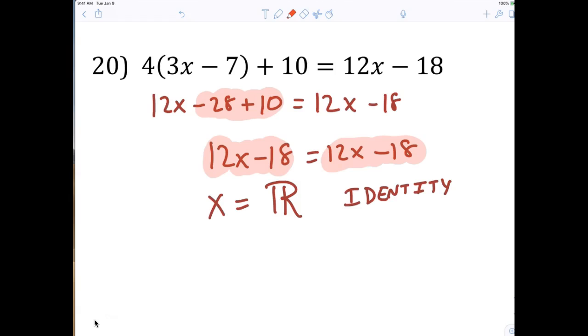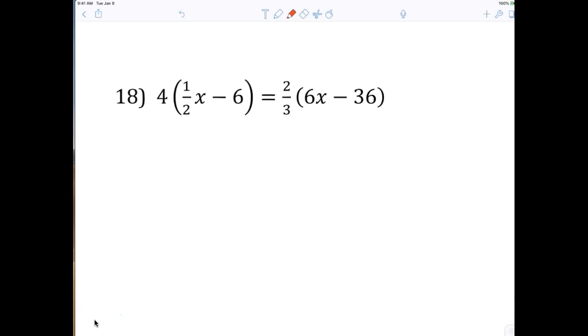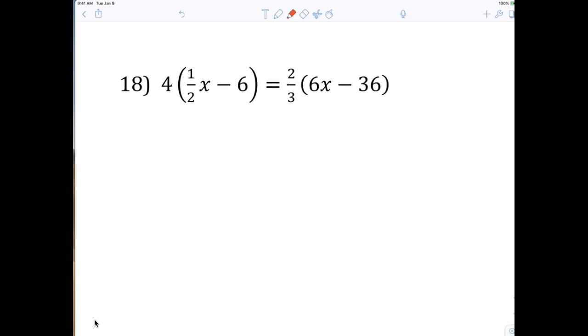Come on. I'm not done. All right, here we go. 18. Distribute the 4. What's half of 4? Right? Minus 24. Does everybody agree with that? Now you got to be careful. What's 2/3 of 6? 4x, right? Because 2 times 6 is 12. 12 divided by 3 is 4. Or you could divide. Or you could do 6 divided by 3 is 2. 2 times 2 is 4.